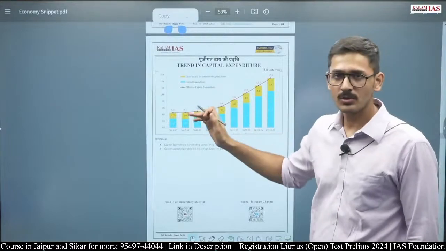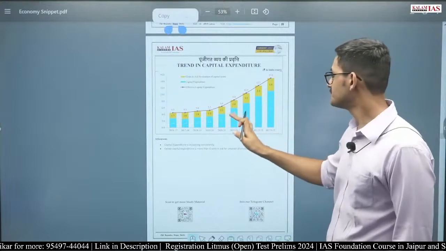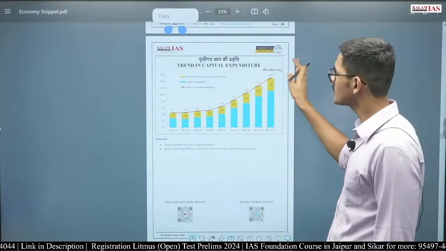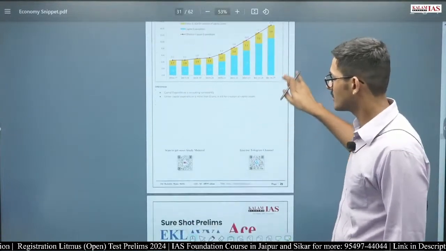So we have already talked about it. What is effective capital expenditure? This has been increasing consistently, and even the grants in aid for creation of capital assets is also increasing consistently. Capital expenditure is also increasing consistently. That's all you have to know.